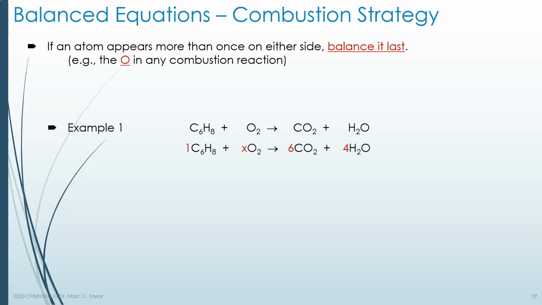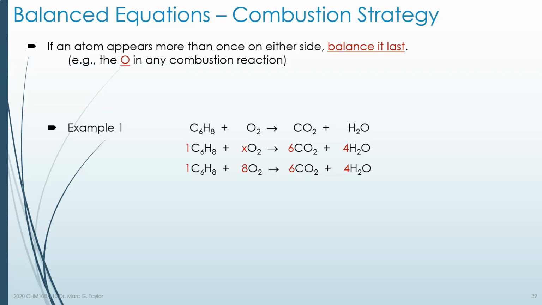So if we start with one C6H8, we know we can make 6 CO2s because we have 6 carbons, and we can make 4 waters because we had 8 H's. That's enough to make 4 H2Os. So now the question is, how many O2s do I need? Well, it's 8, but let's figure out how you get to 8.